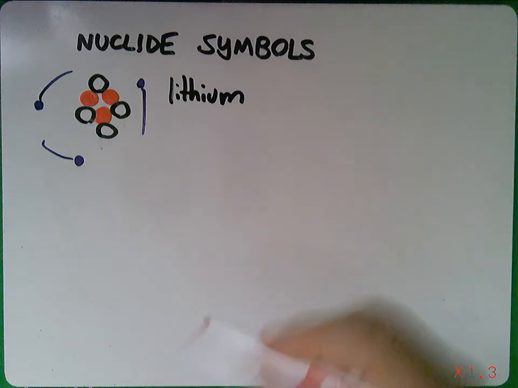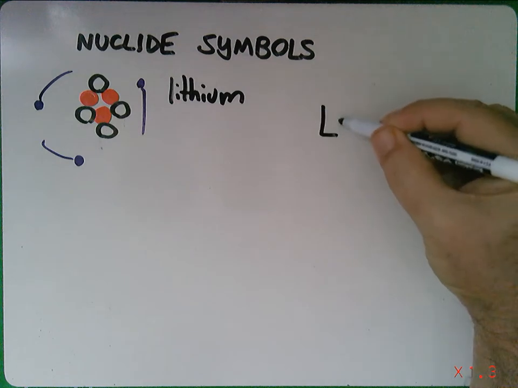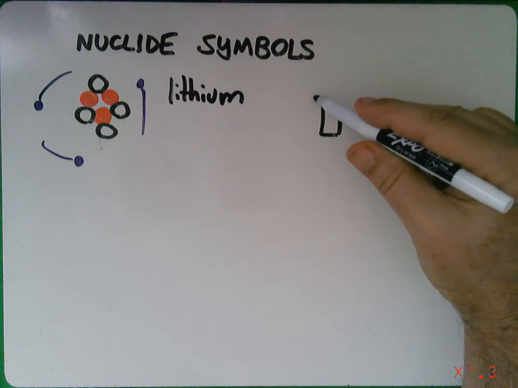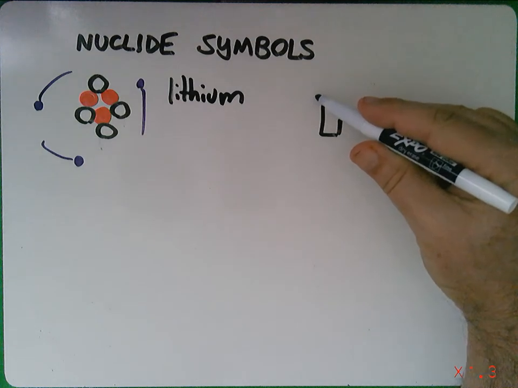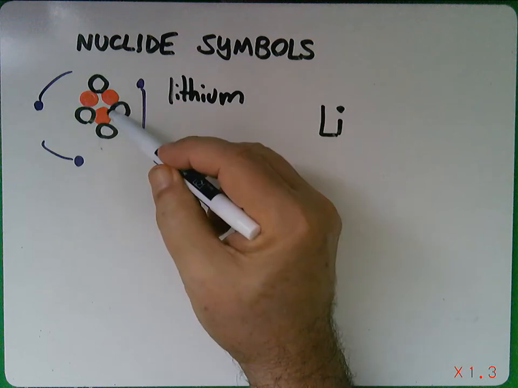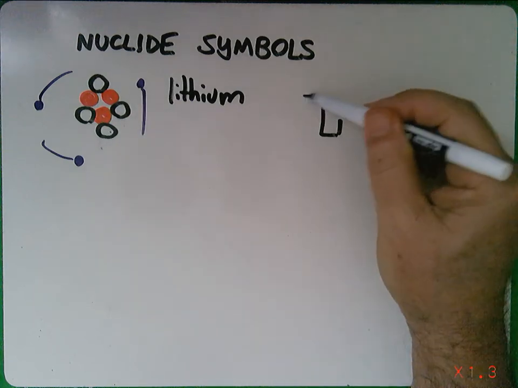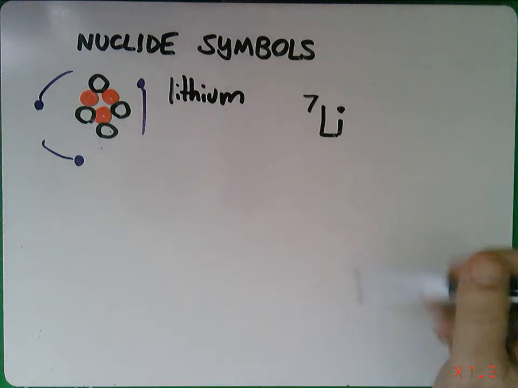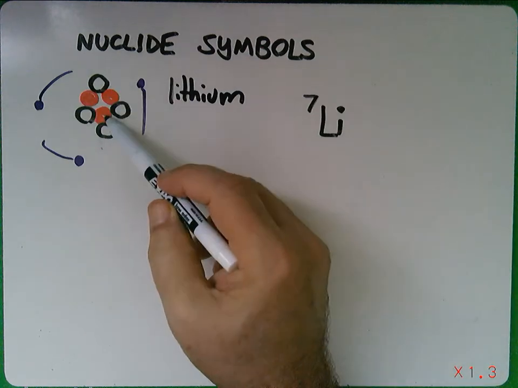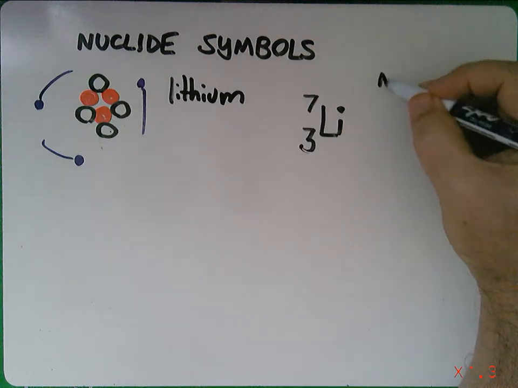One way to do it is to write down the symbol of our element. Li is the symbol for lithium. And then up here we're going to put the mass number for the nucleus. So what's the mass number going to be? It is the total number of protons and neutrons that I have in there. So there's 1, 2, 3, 4, 5, 6, 7 different particles in the nucleus. And then down here I put the atomic number. And it's going to be the number of protons. 1, 2, 3. This thing is called a nuclide symbol.